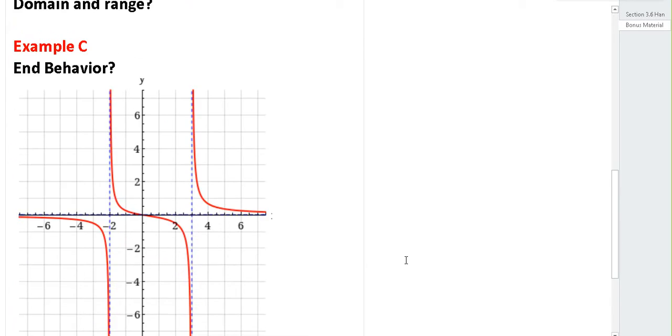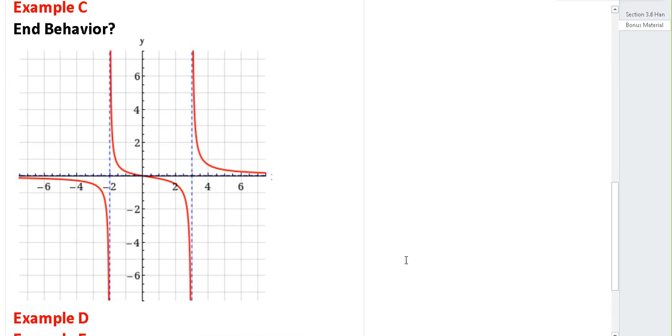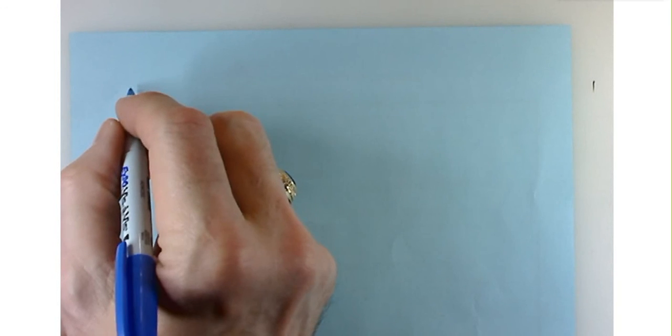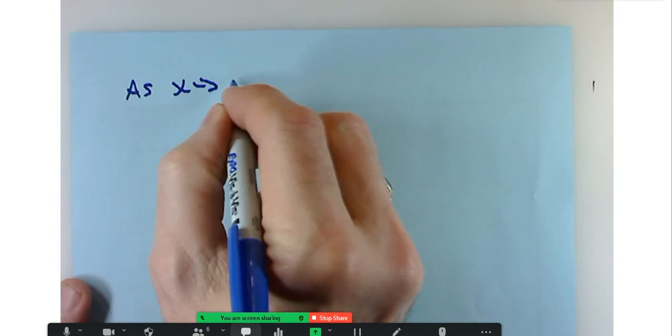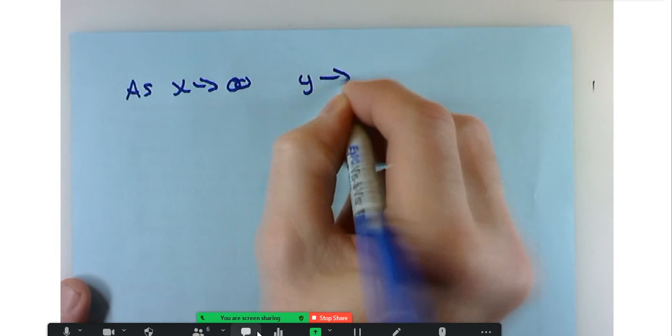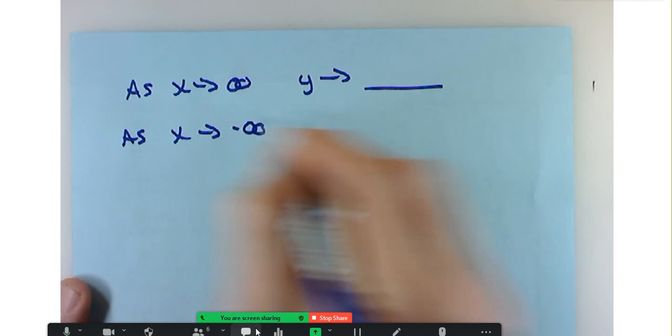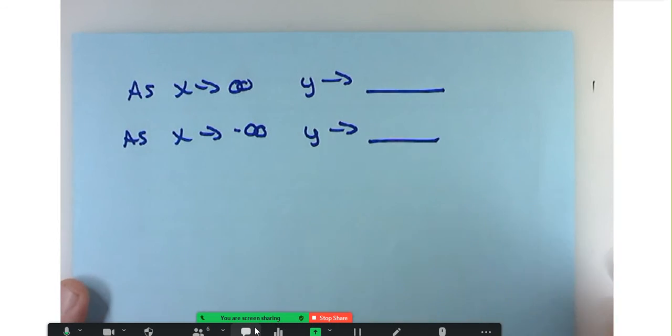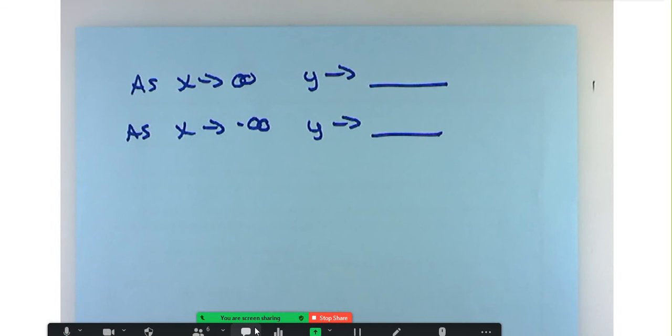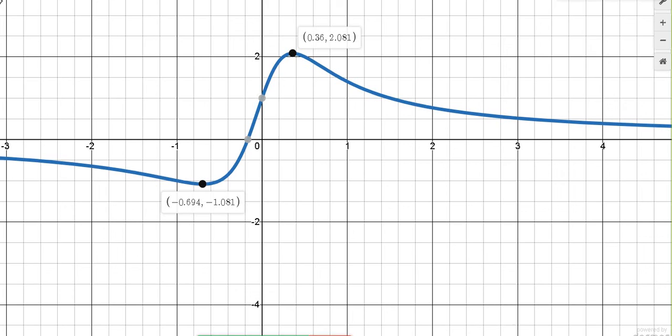Last but not least, let's do a problem that's really from your homework. And it's just getting to this idea of end behavior. Now, end behavior is really asking you what's happening to the y value as x approaches positive infinity and as x approaches negative infinity. So as x approaches positive infinity, where does the y value go? As x approaches negative infinity, where does the y value go? So, okay, let's look at the graph and see if we can't figure that out.